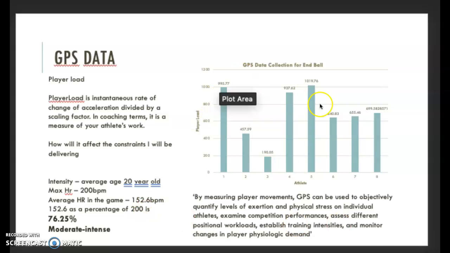A little bit about how GPS can help me. By measuring players' movement, GPS can be used to objectively quantify levels of exertion and physical stress on individual athletes, examine competition performance, assess different position workloads, establish training intensities, and monitor changes in player physiological demands.